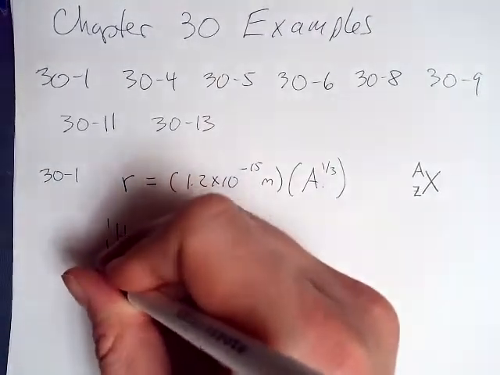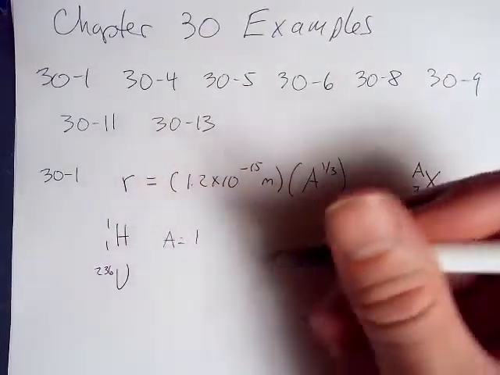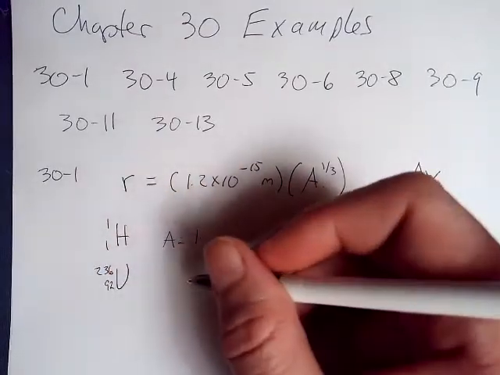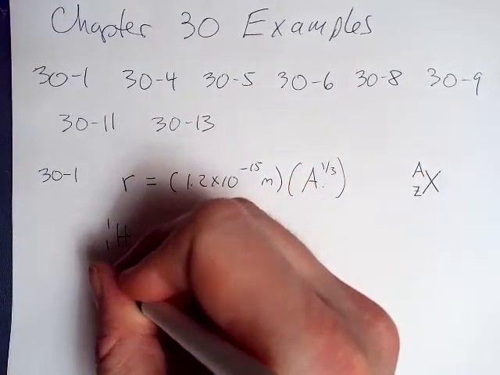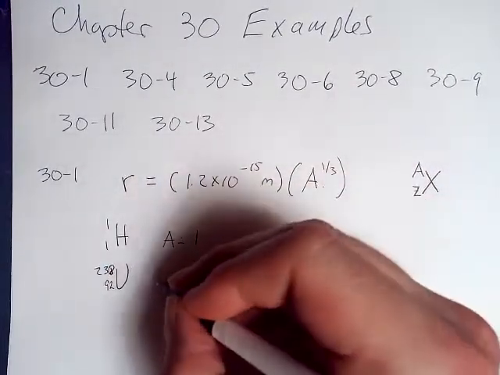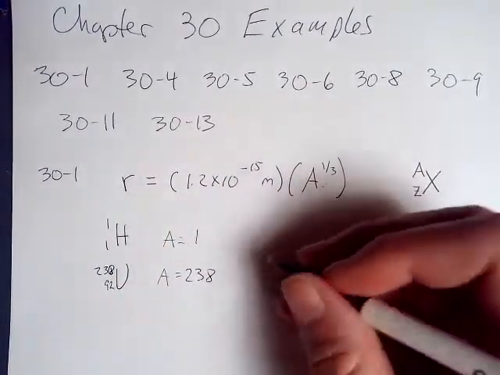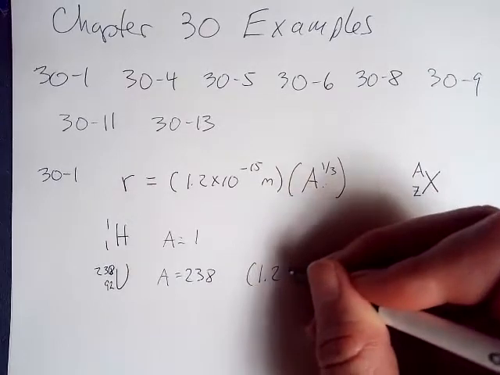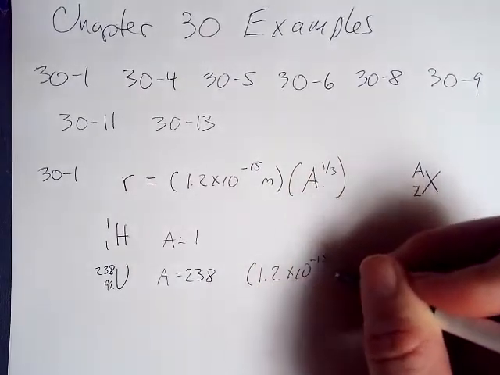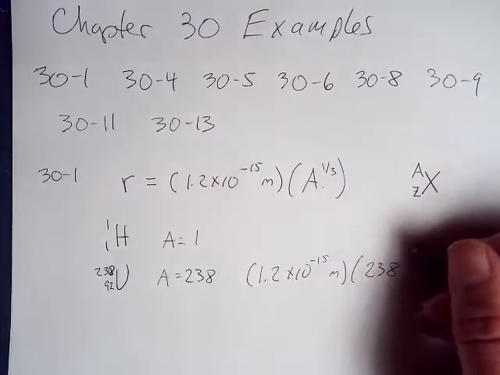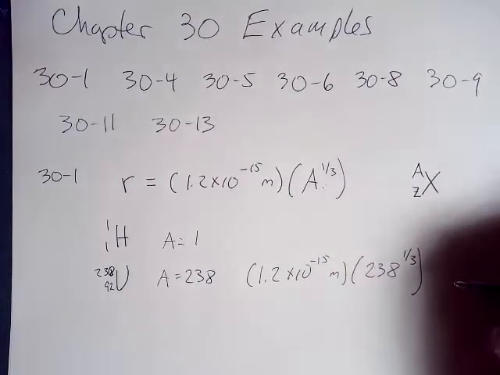For U 238. Sometimes you'll see this without the other number, but I wrote 92 there. U 238, A is 238. So one of the biggest nuclei. So 238, but you see it's to the 1/3 power, which is the same as the cube root.